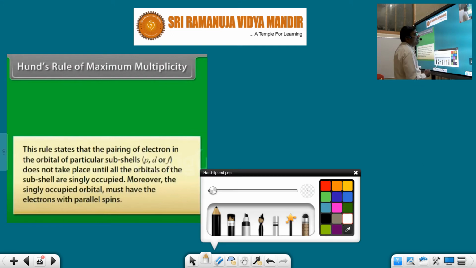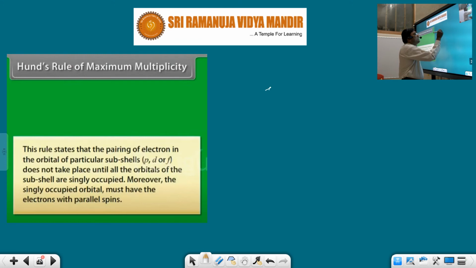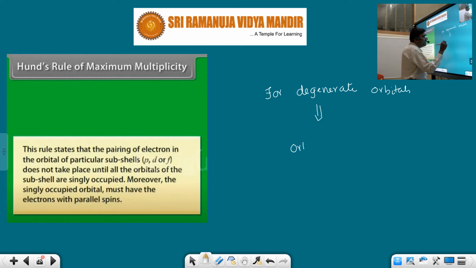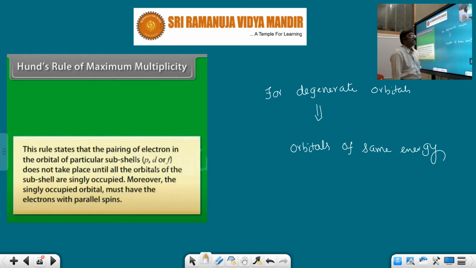What it says is, first of all, for degenerate orbitals, first you see this point. For degenerate orbitals, what does it mean? First of all you have to understand what degeneracy means. Degenerate means orbitals of same energy. These are called degenerate orbitals. So I hope you are very clear what degeneracy means.